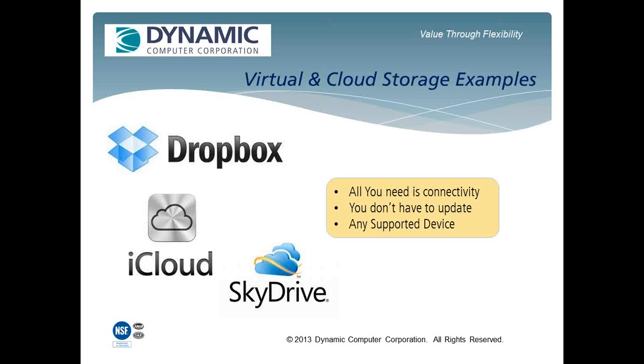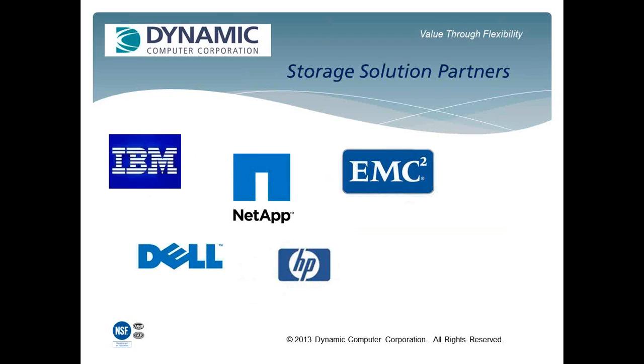And SkyDrive, the new one that's provided by Microsoft, right? That's the one that comes resident on Windows 8. Is that right? Correct. These are everyday examples of what you do. And the biggest thing is all you need is connectivity. Again, you don't have to update, and it supports any device that you allow access to it. And just because it's out in the cloud doesn't mean everybody can see it. It means that you can get to it individually with the appropriate access controls. Now, when we get to the industrial strength versions of these, we see some of the big players like IBM and Dell and HP and NetApp and EMC Squared.